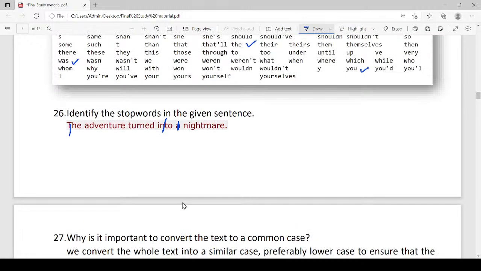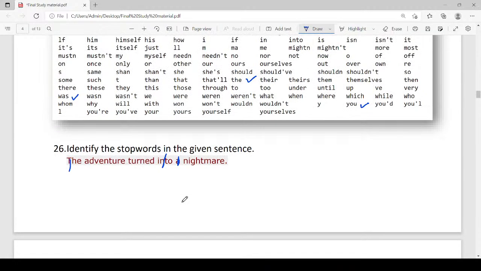Now, why is it important to convert the text to a common case? The fourth step, we try to convert the text to a common case. You may have capital letters, you may have small letters, you may have mixed characters. So we try to convert the text to a common case, and that is preferably lowercase. Now, why is it important for us to convert the text into a common case, and that is the lowercase? Post your answers.